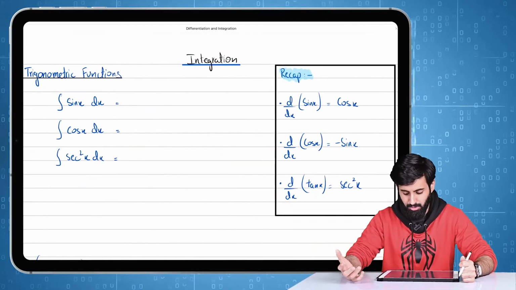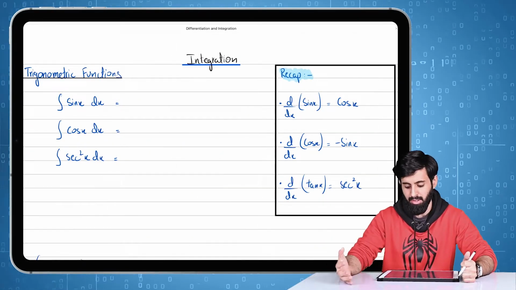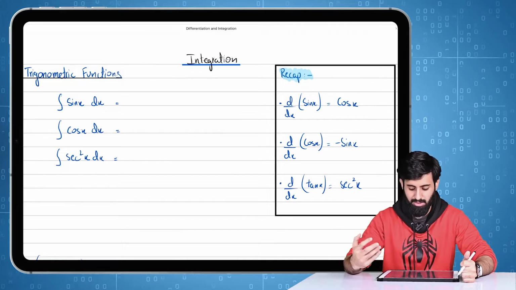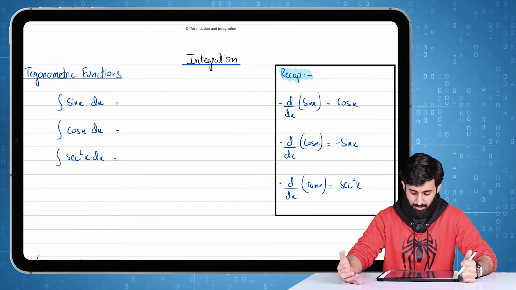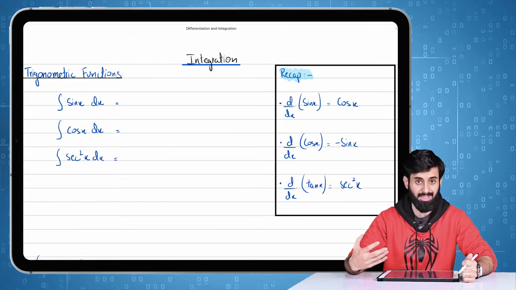In this video, we're going to learn how to integrate trigonometric functions. Before we dive into the integration part, it's important for us to recap differentiation also, because integration is sort of just the opposite of differentiation. So you should remember that the differential of sine x is cos x, the differential of cos x is minus sine x, and the differential of tan x is sec squared x.